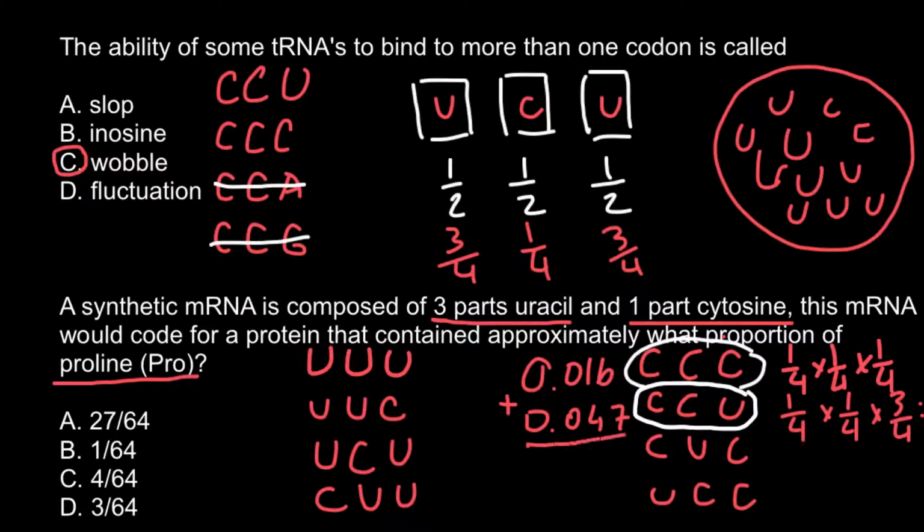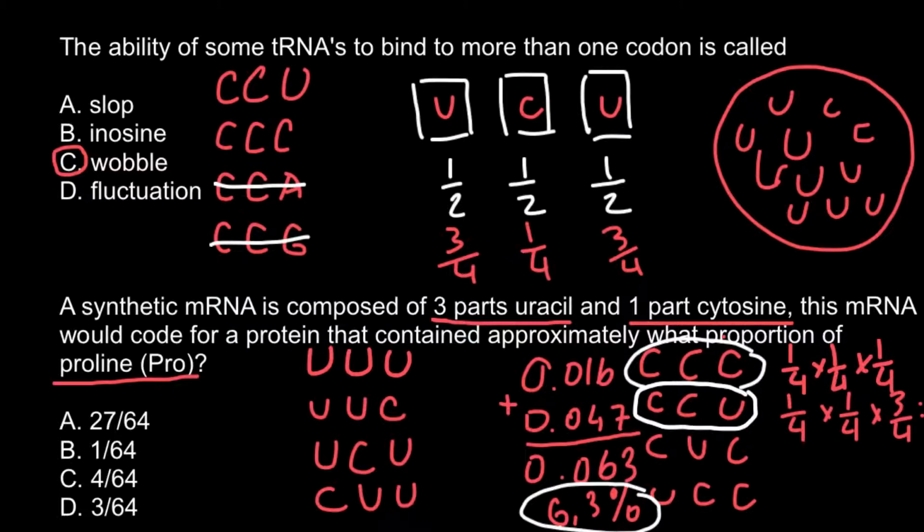Now we have to add these two probabilities, and our answer would be 0.063. Or if we need an answer in percentage form, we have to multiply this number by 100, and our answer would be 6.3%.